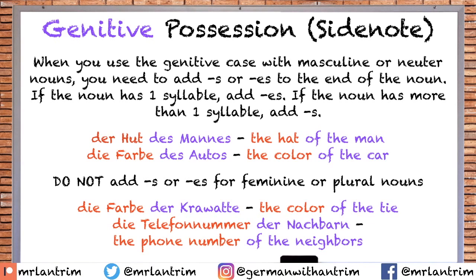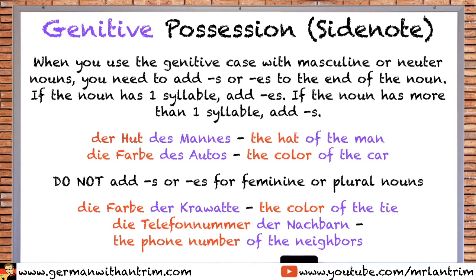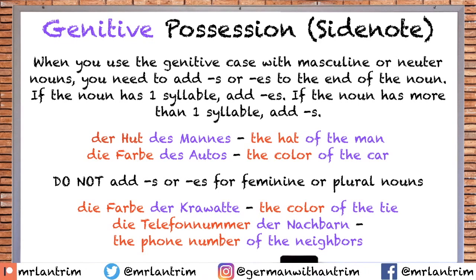So here's a couple of examples here. We have der Hut des Mannes. Der Hut des Mannes. The hat of the man. Now, in that clause, we have Mannes because Mann is the normal form. Now we're going to add ES to the end of it because it only has one syllable. But in the second example here, die Farbe des Autos, die Farbe des Autos, we have just an S at the end of that one.